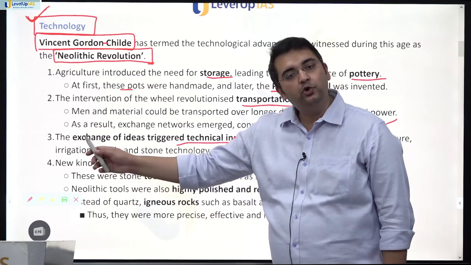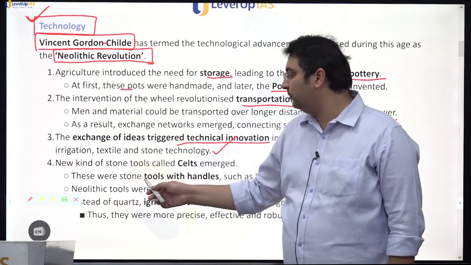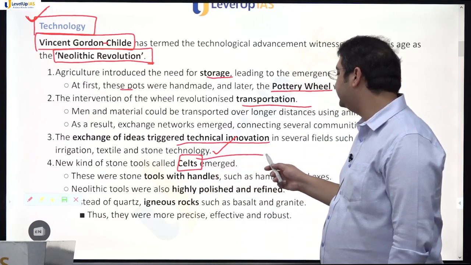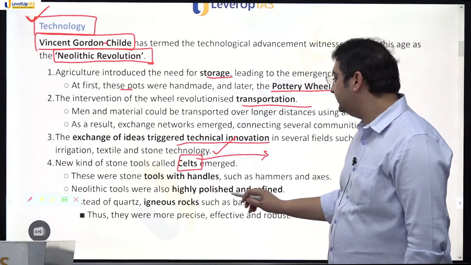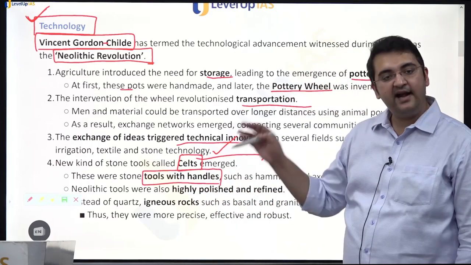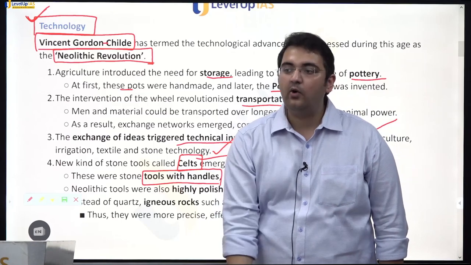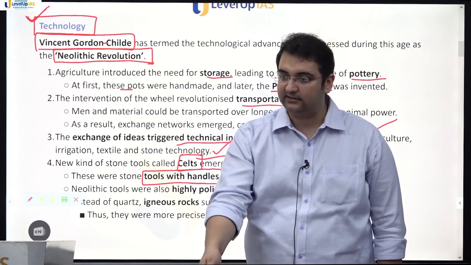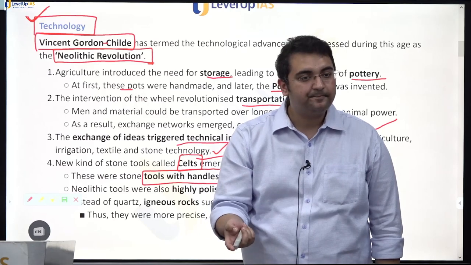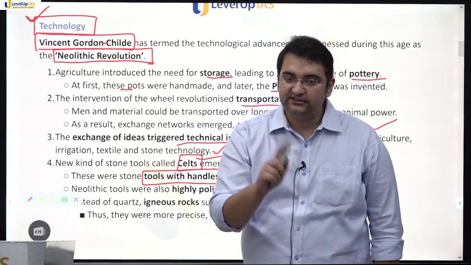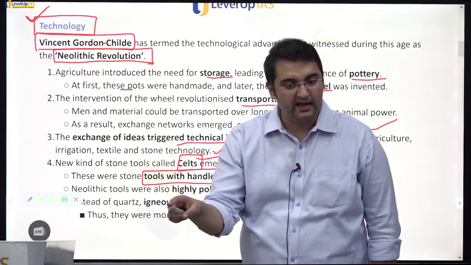Further, new kinds of stone tools also emerged during this period. These were known as Celts. What were these? These were tools with handles. So earlier hand axes were being used. Now a lever would be attached to that axe. So this would become a proper axe. What would be the result? They would become much more effective. With the use of lesser force, a bigger impact could be had.